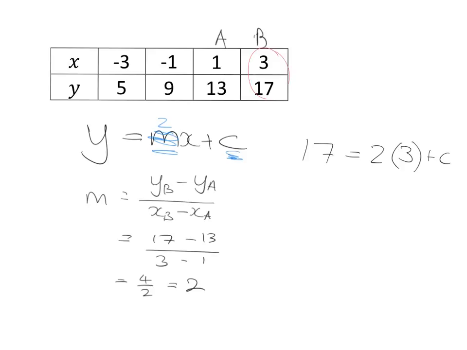So what I've done is I've gone to this equation and put x is 3 and y is 17, and now I can work out what c is. 17 is going to be equal to 6 plus c, and so c will just be 17 minus 6, which is 11. And so now I've got my equation: y is equal to 2x plus 11.